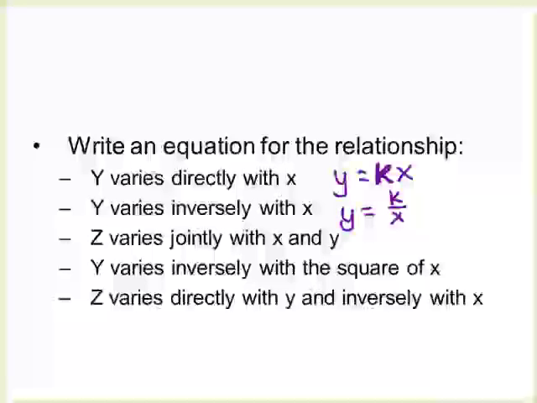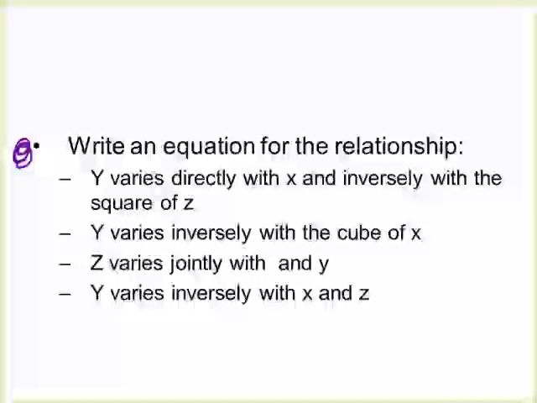The next one, z varies. So this is going to start z equals. We always need a k, so you can just begin by writing the k and then figure out what type of variation you need. So y varies means I'm going to start with y equals. Direct is what kind of relationship? Multiplication with x, and inversely is division with the square of z, so z squared.